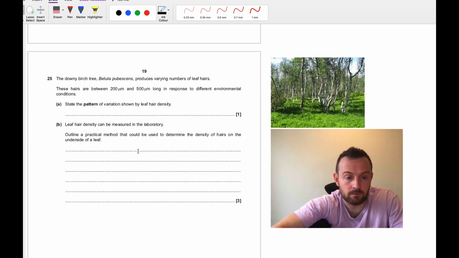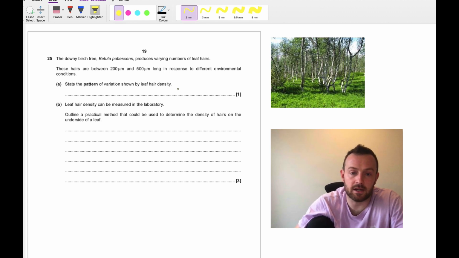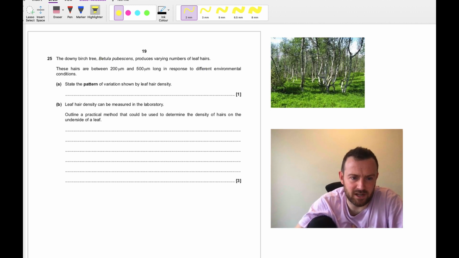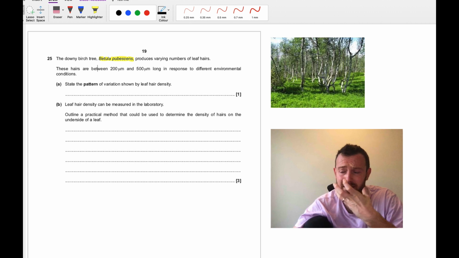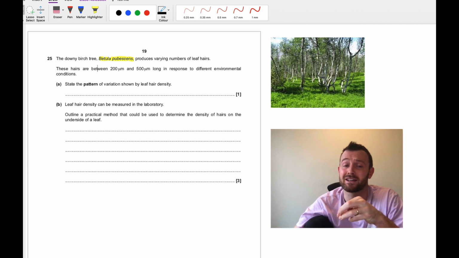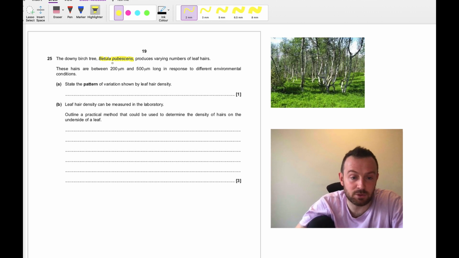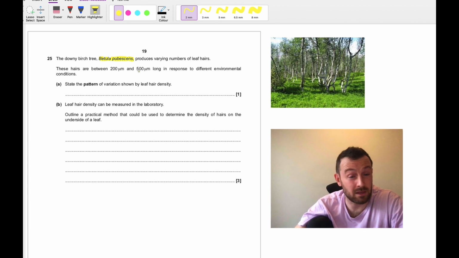Okay, moving on. Right, Downy Birch. Here are some Downy Birch. Now, Downy Birch has fine hairs on its leaves. This name is kind of funny in a way, because pubescens, the person who named this tree was saying that a birch leaf looked a little bit like that first facial hair that men grow as they're going through puberty. So that is why this tree is named pubescens. It looks like a pubescent face, I guess. Weird. Anyway, these hairs are between 200 micrometers and 500 micrometers long. So that's 0.2 to 0.5 millimeters long.